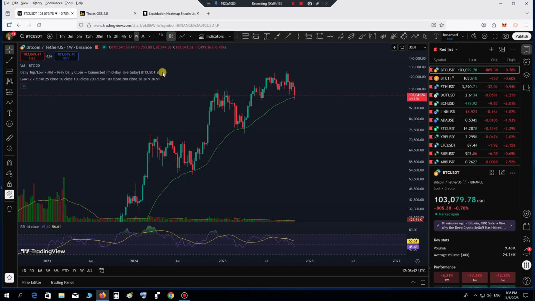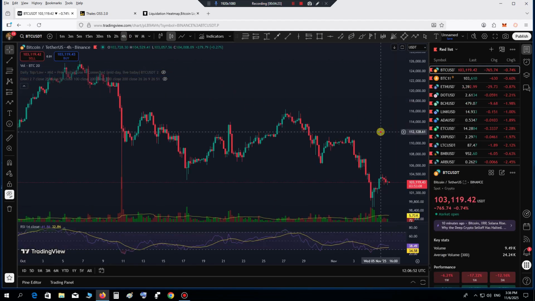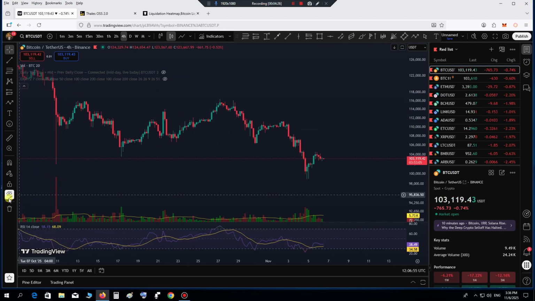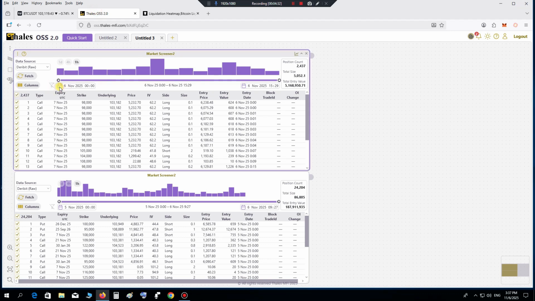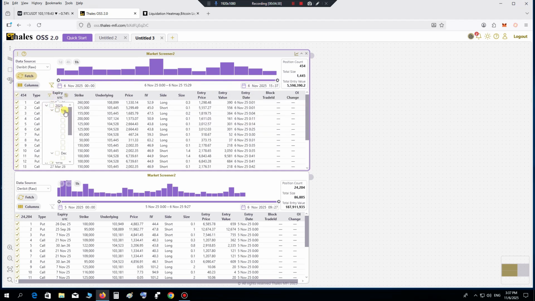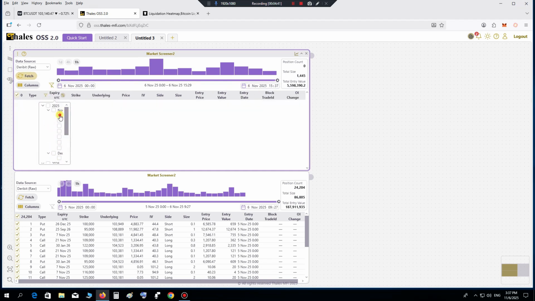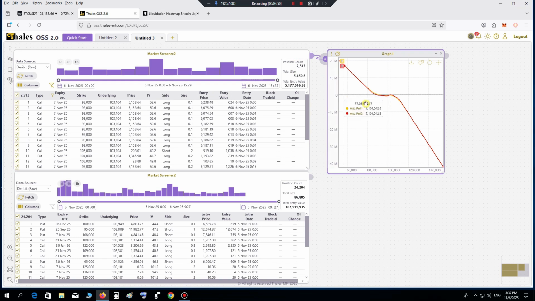Alright, let's switch to the 4-hour chart. Let's check out the market screener from the start of today up to now, focusing on the important expiry for tomorrow, which is the Friday weekly expiry. For the November week, 5,150 Bitcoin traded as 2,513 option contracts.